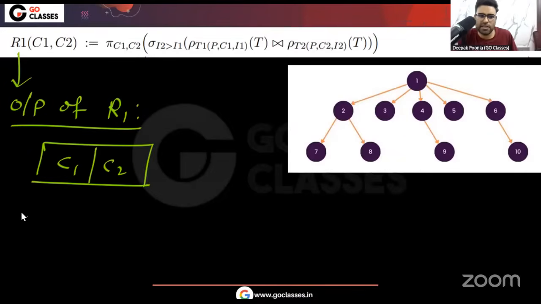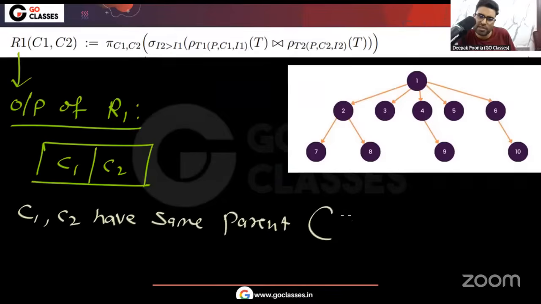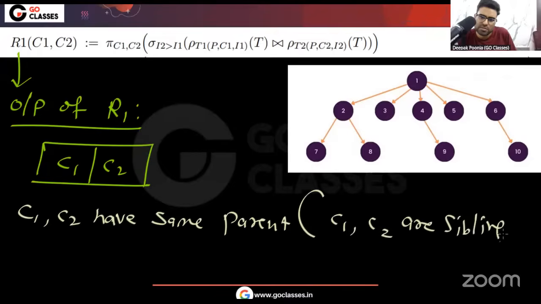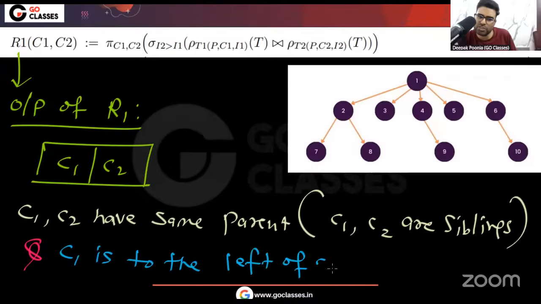C1, C2 have the same parent. What does it simply mean? It means that C1, C2 are siblings. Is this clear? C1, C2 have the same parent means they are basically siblings. And one more thing: the position from the left, the position of C1 should be less than the position of C2. It means that C1 is to the left of C2.